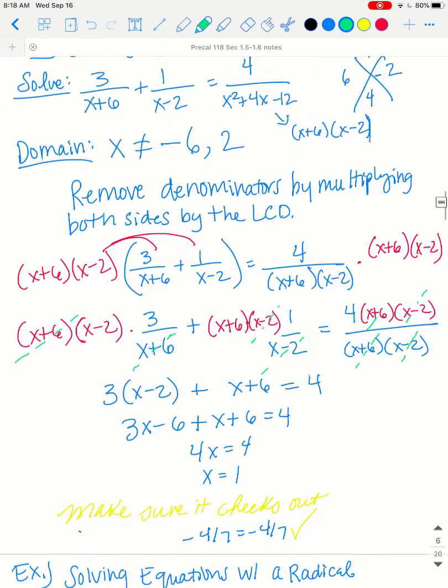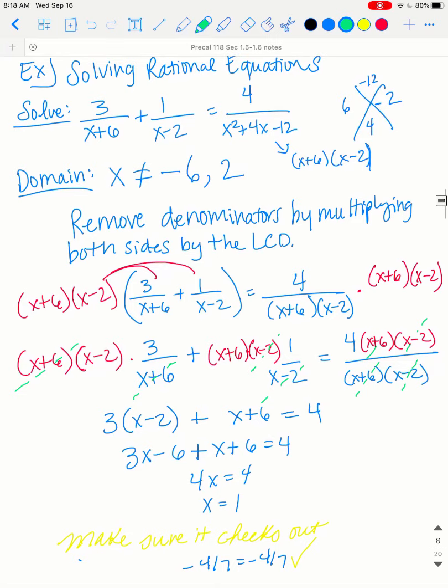And then make sure to check that it works in the original expression. So I checked it and plugged it in, and I got negative 4 over 7 equals negative 4 over 7, so it works. Make sure to try that on your own.